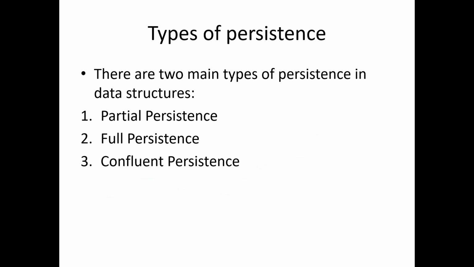Next, types of persistence. Mainly, there are two types of persistence: partial and full persistence. Another one is confluent persistence. This is not a main type, but it is a type of persistence.